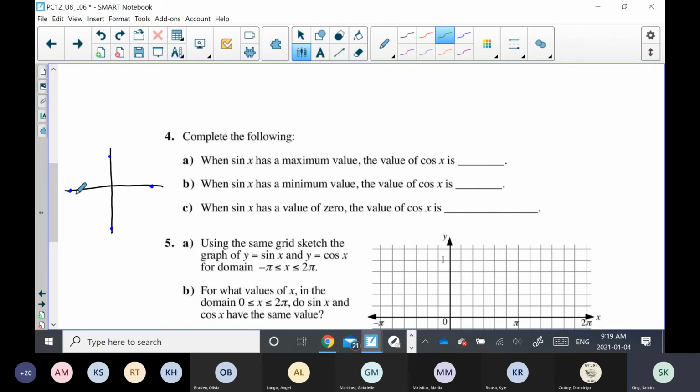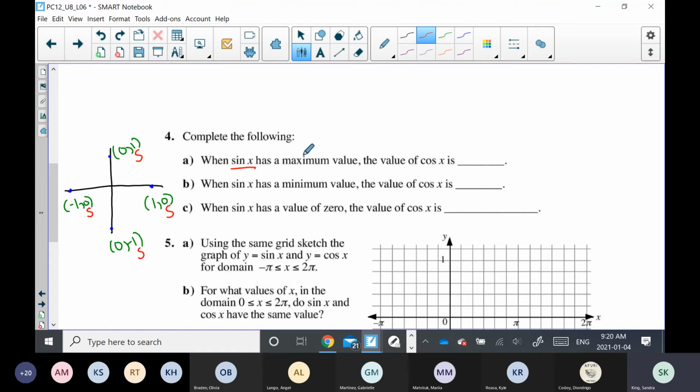Okay, I want you to put these 4 coordinates in on the unit circle. So we know that this point, the x value is 1, y is 0. 0, 1. This guy, -1, 0. This guy, x is 0, y is -1. When sine has a maximum value, we know that sine is our y values. So let's just put underneath all of our y coordinates, sine.